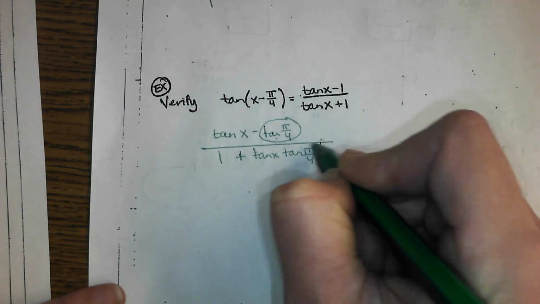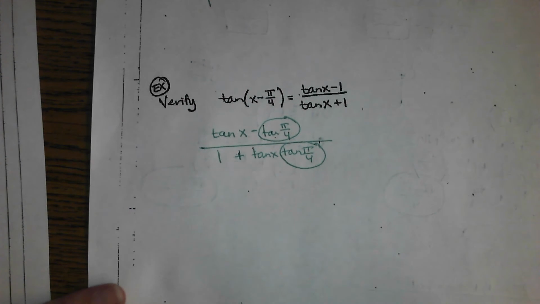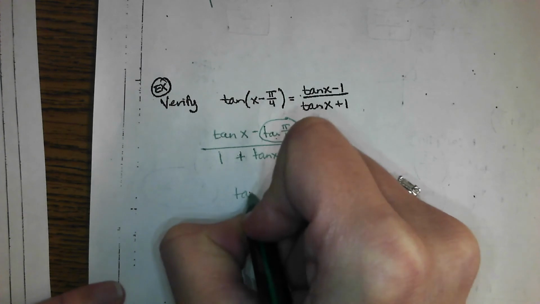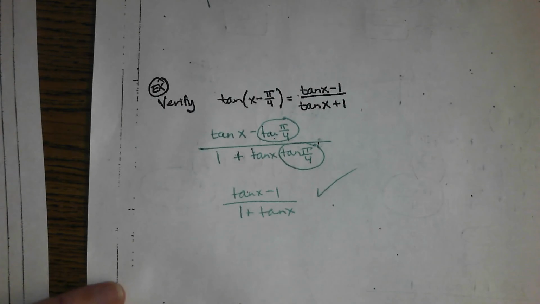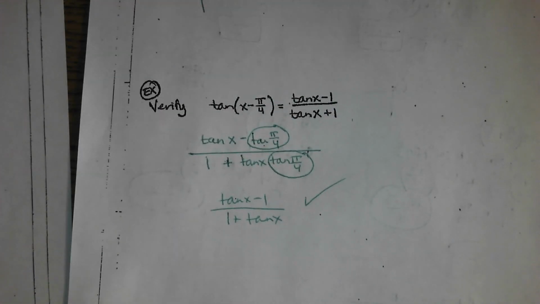That's a 1 and that's a 1. So you can evaluate whatever it is that you know. Tan x minus 1 over 1 plus tan x. Same thing. My order of addition is different in the denominator, but same thing.